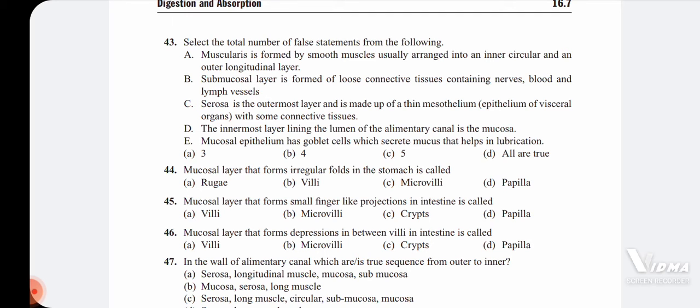Next, mucosal epithelium has the goblet cells which secrete mucus that help in lubrication. Lubrication means easy passing of the food, which is done by the mucus. Who secretes the mucus? That is the goblet cell. Where are the goblet cells present? The goblet cells are present in the mucosal epithelium. So statements A to E, all the statements are correct. Hence the answer for 43rd question is option D, all are true.